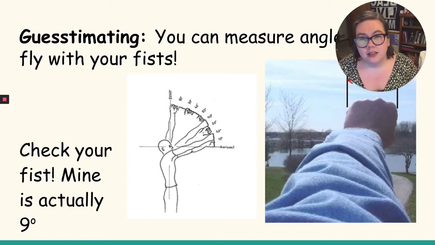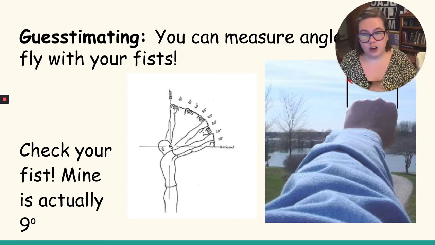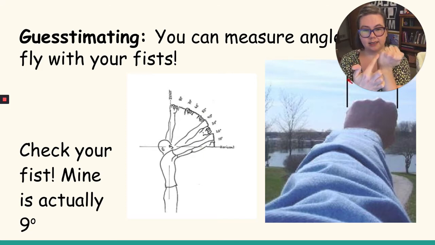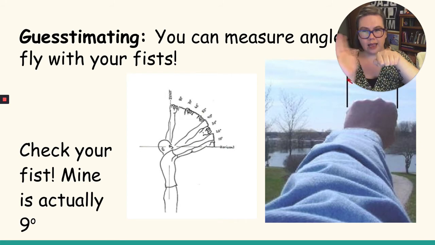So here is where oftentimes we're going to do a little bit of guesstimating. You can measure angles on the fly with your fist, and this is a tool that astronomers have used for a long time. There's actually a way to figure this out, which I'll go over on the next slide. But your fist, the distance across here, let's get a good perspective there. There we go. This distance across here is about 10 degrees. We're going to try to have a way to figure out exactly what 10 degrees is.